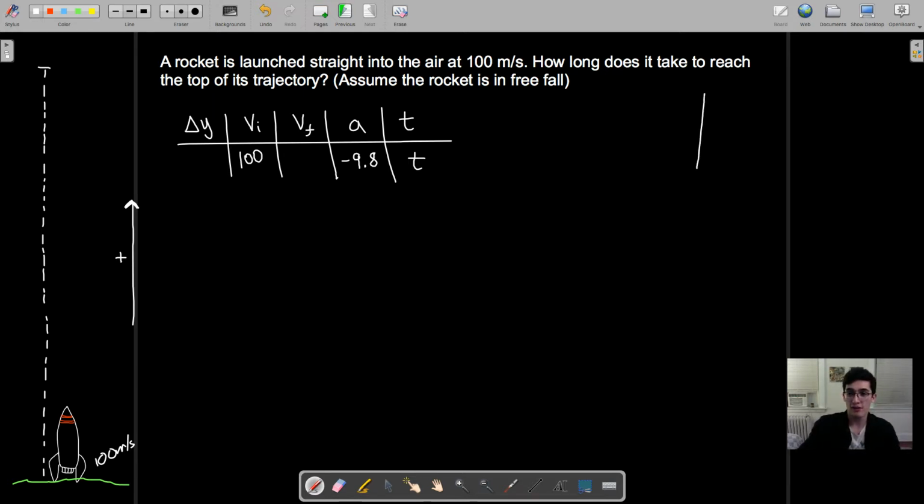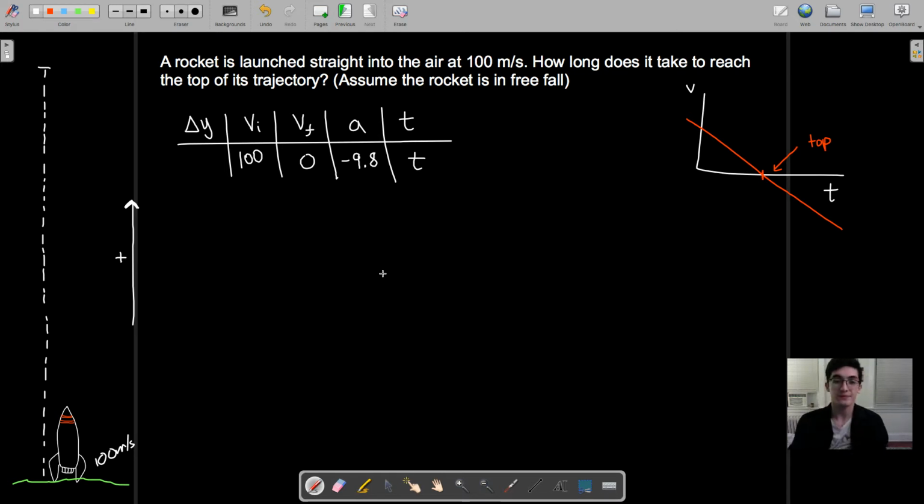If we graph our velocity over time, we're going to see that we go from positive to negative. And this point at which we cross from positive to negative, that's the top of our trajectory. So the final velocity at the top of the trajectory is 0. It almost freezes in space for a moment. For an instant, this bottle stops moving as you toss it upward. So we know our final velocity at the top of the trajectory here is 0.